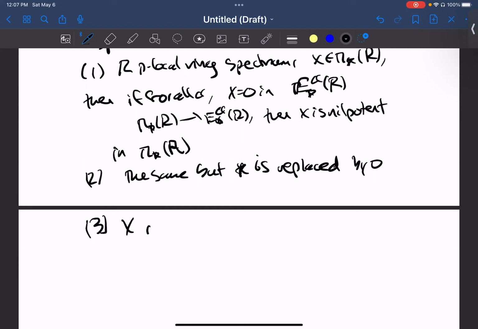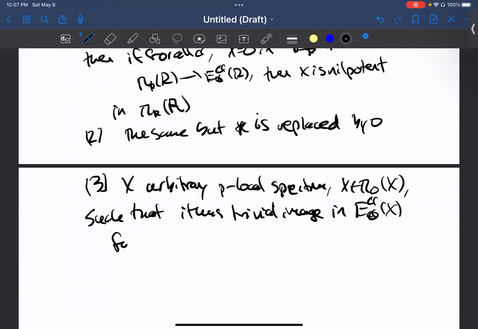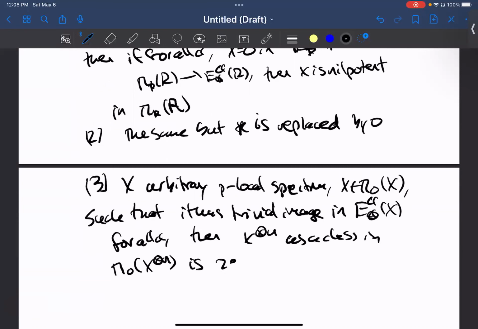3 is for X an arbitrary p-local spectrum. Then if we have some class x in pi 0 of X, such that it has trivial image in E alpha 0 of X for all alpha, then x tensor n, as a class in pi 0 of X to the tensor n, is 0 for some n greater than 0.